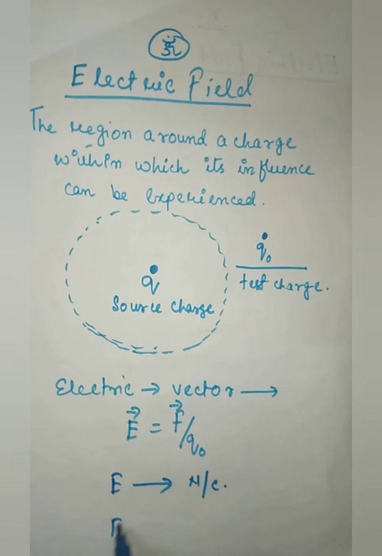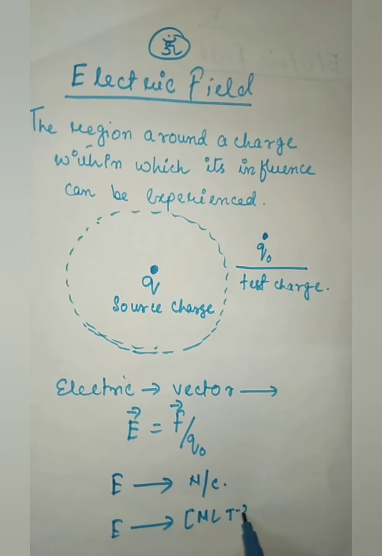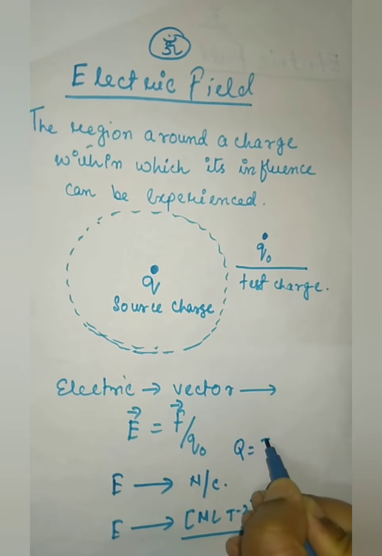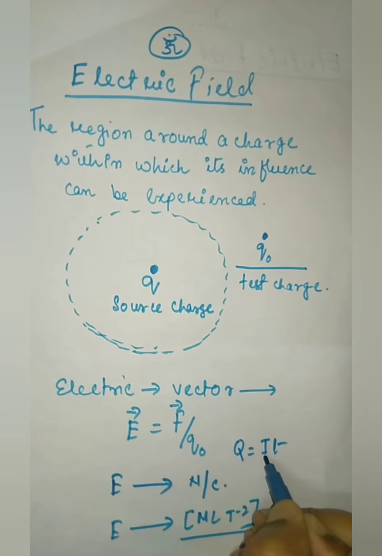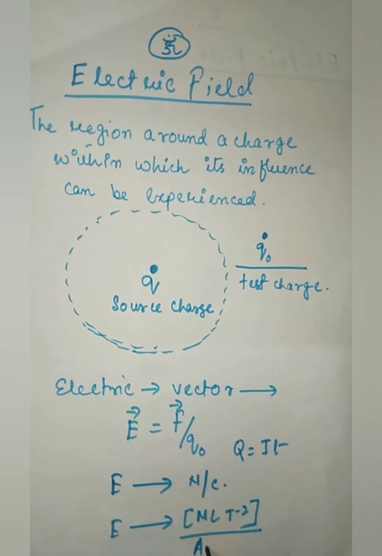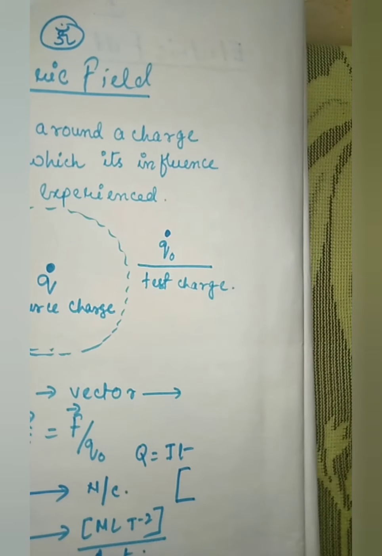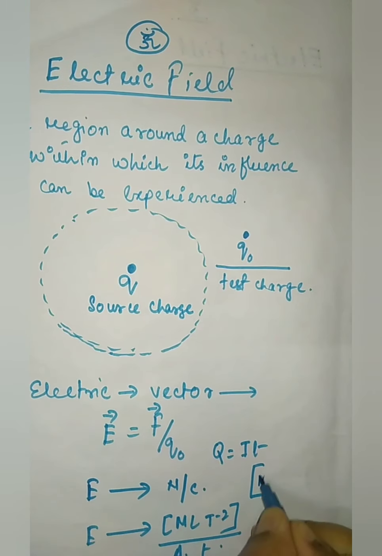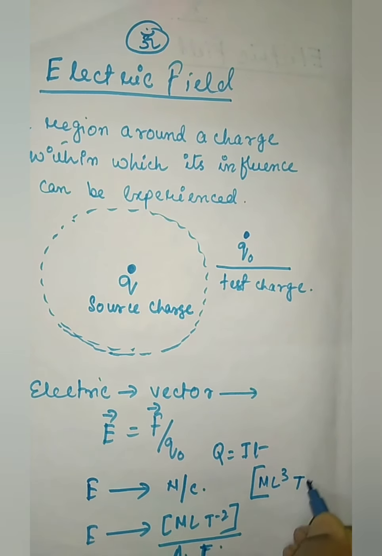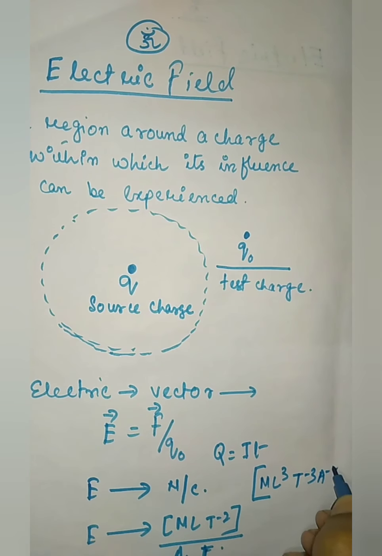What will be the dimension? Force, we have MLT minus 2. Now चार्ज का और एक फॉर्मूला क्या होता है? Q equals to IT, where I is current, T is time. Okay, so in place of IT we can write ampere into time, that is T. So what should be the dimension? M L to the power minus 3 T to the power 3 A to the power minus 1.